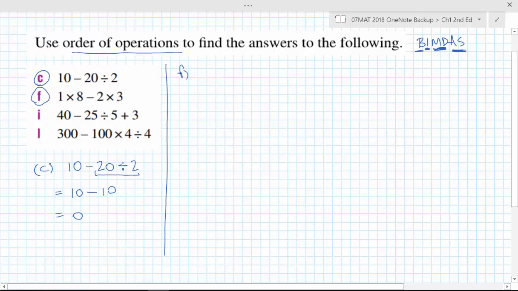Right, so with F, I have 1 times 8 take 2 times 3. Again, what do I do first here? I look for brackets. There's none. I do the 1 times 8.